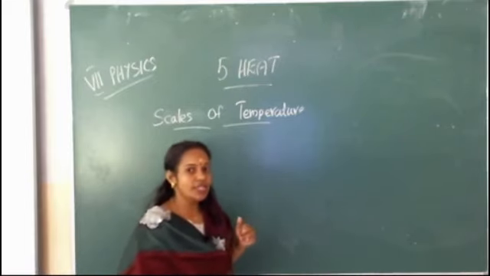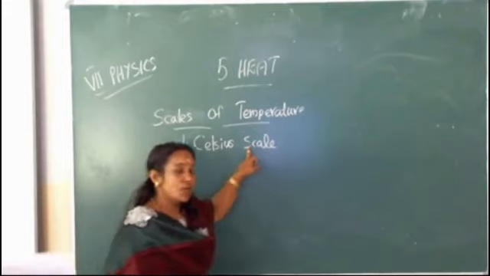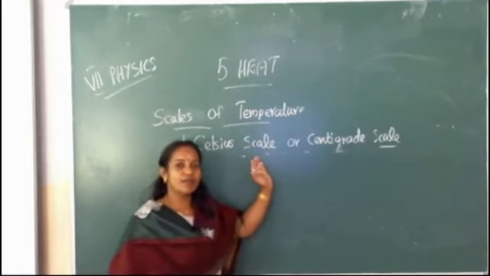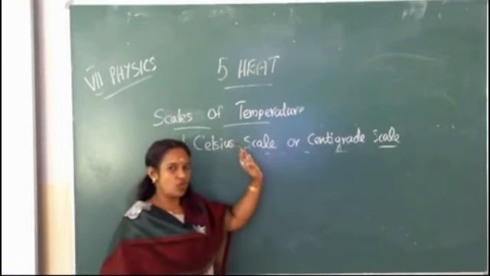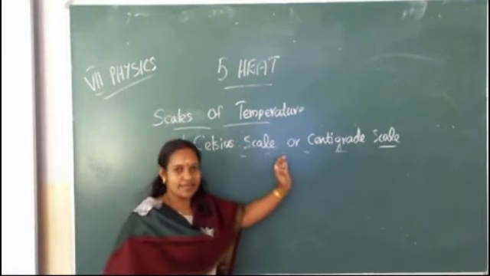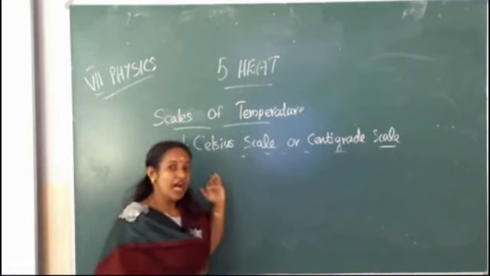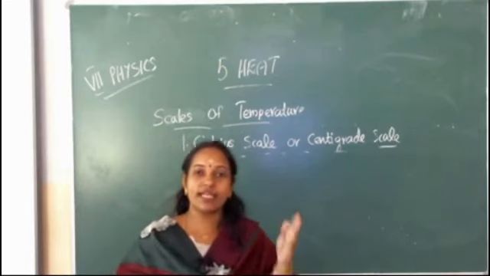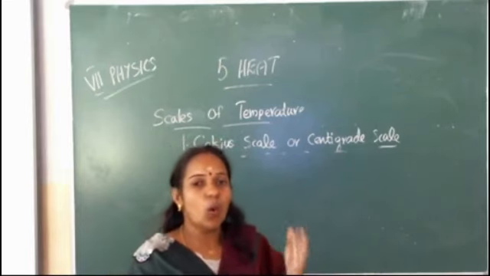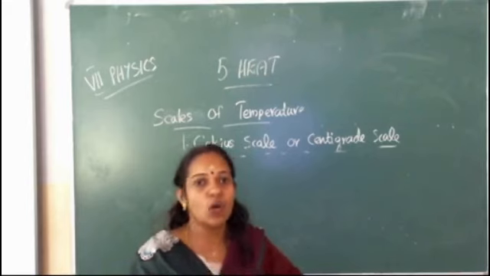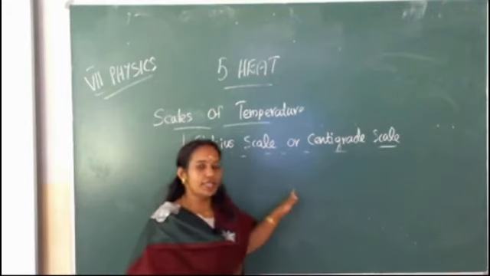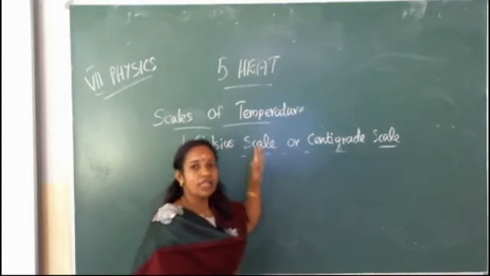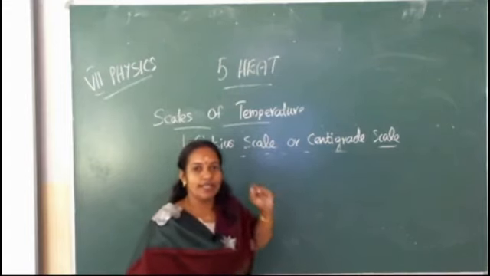First one is Celsius scale. This scale has one more name, centigrade scale. This scale was invented by the scientist Celsius. Because of that, the name Celsius scale. What about the ice point? Do you know the ice point? Ice point is the temperature at which water will become ice. So all of us know that it is 0 degree Celsius. So here in Celsius scale, the ice point is 0 degree Celsius.